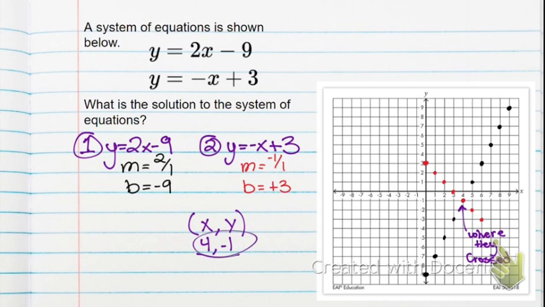That is my answer, and that's how we find the solution to a system, based off if it's crossing or not. So when I look at my answer choices, 4, negative 1 will be the choice that I have to choose because that's where they cross.